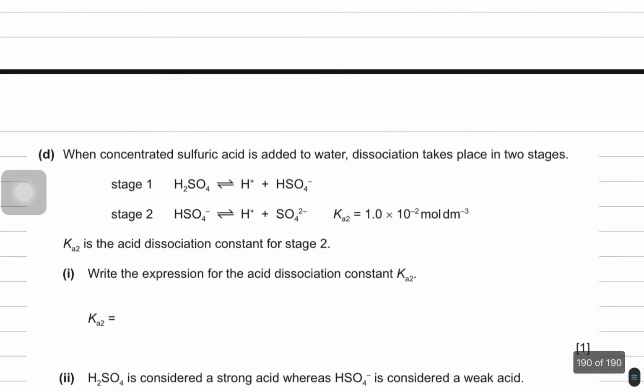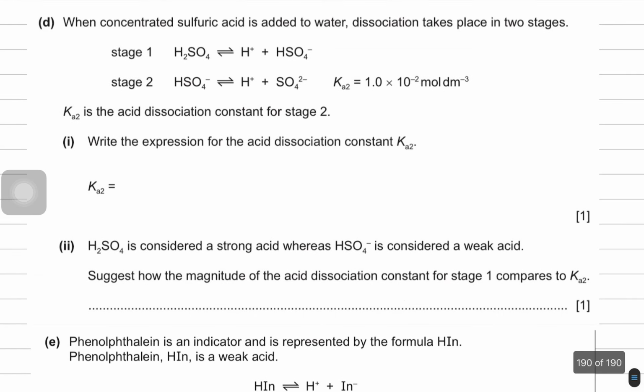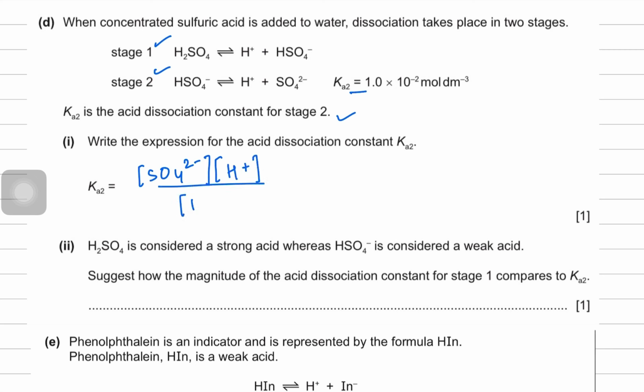We can skip this part, it's not important for us right now. When concentrated sulfuric acid is added to water, the dissociation takes place in two stages. Ka2 is the acid dissociation constant for stage 2. Write an expression for the acid dissociation constant Ka2. So sulfate ion concentration on top, H plus on top, and HSO4 negative as the denominator.